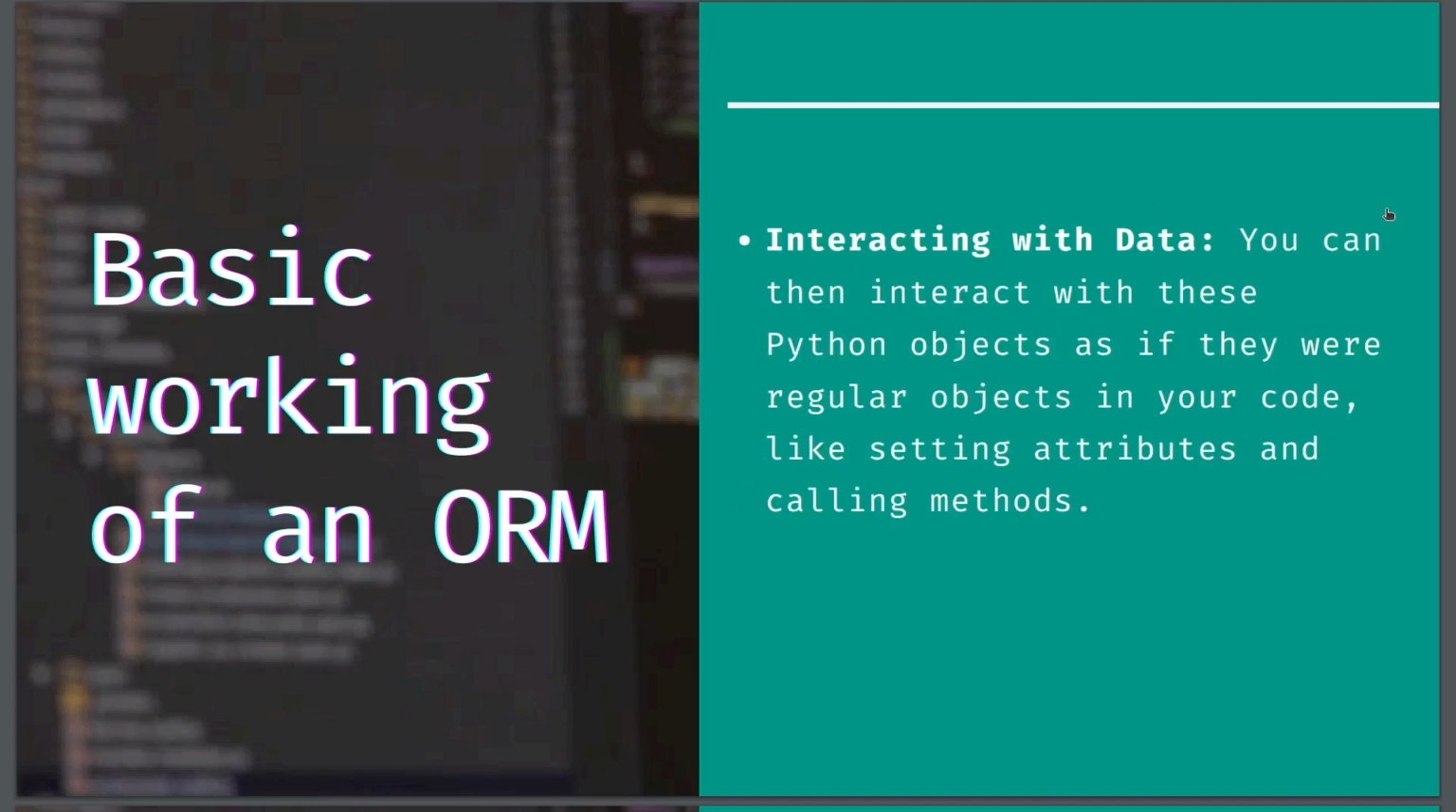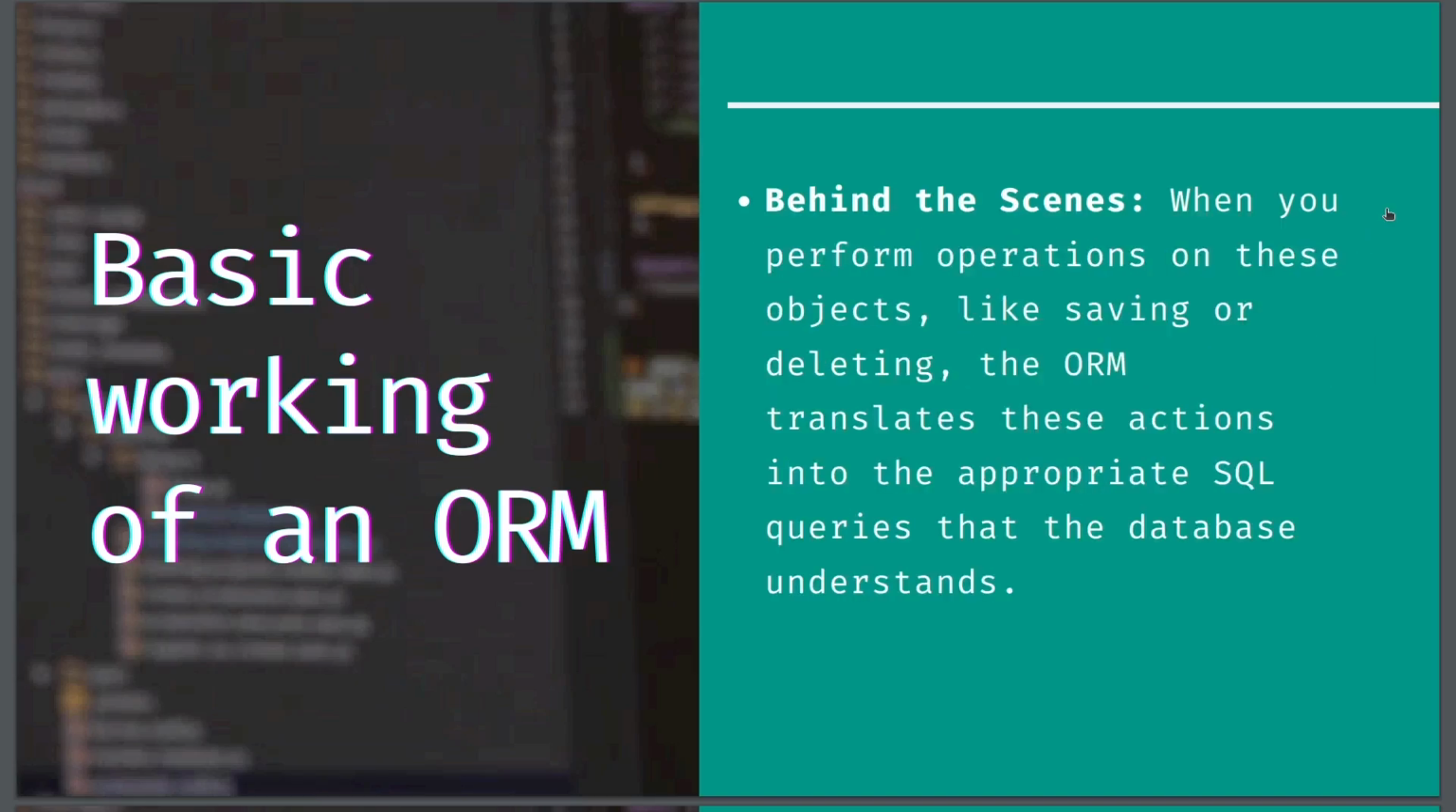For example, whenever we create an object of a class that is created from an ORM, we can interact with this as a Python object. And we can call methods and define attributes on that specific object, just like we're going to see. Behind the scenes, an ORM also performs operations on objects like saving them, deleting them, updating them, just like we did for the CRUD.